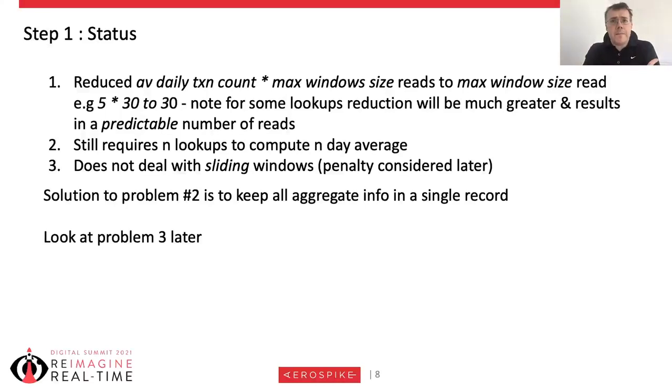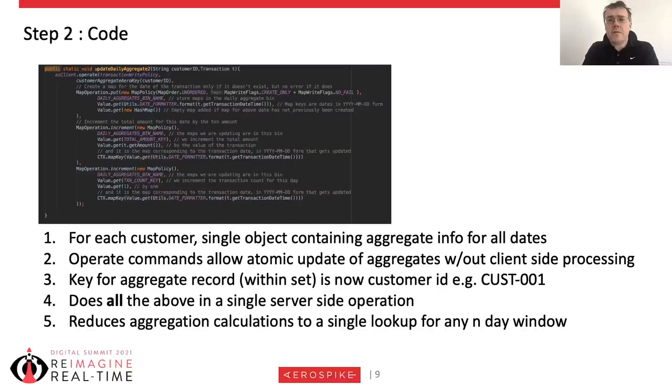So the next step in the process is to look at how we reduce the number of reads yet further. And the answer is probably glaringly obvious, having seen the example. Instead of just ending up with this relatively small record which tracks spending on a daily basis, why don't we just put all that information into one record, and then when we need that information we just pull it back in a single read. It's an obvious optimization. So what we'll do next is we'll see how we do that using the tooling that the List and Map API provides.